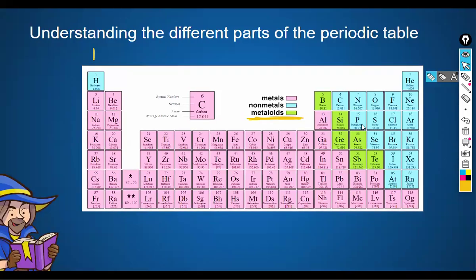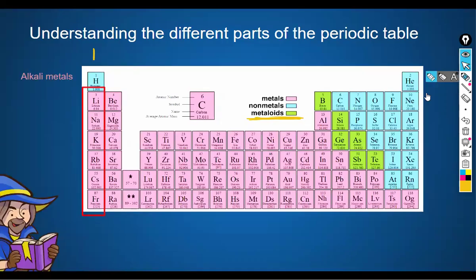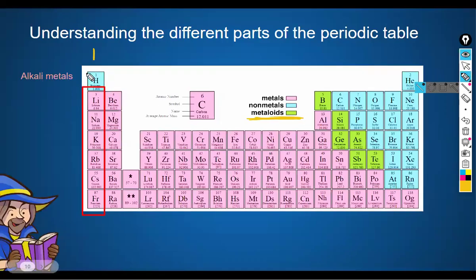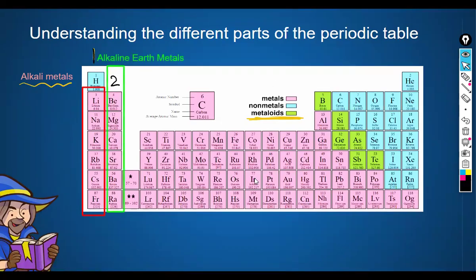However, you could further break it up. Everything in pink is a metal, but everything in group 1, with the exception of hydrogen, are called alkali metals. So lithium, sodium, potassium, all of those are examples of alkali metals. Everything in group 2 are called alkaline earth metals. Both of them start with A.